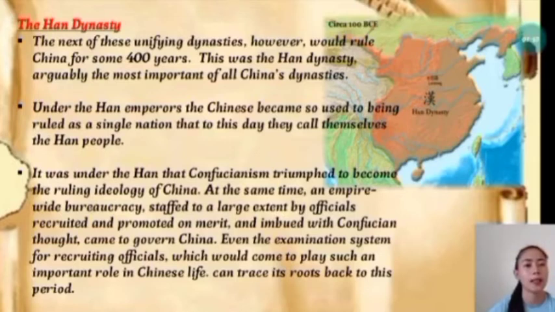It was under the Han that Confucianism triumphed to become the ruling ideology of China. At the same time, an inspired bureaucracy, staffed to a large extent by officials recruited and promoted on merit, and imbued with Confucian thought, came to govern China. Even the examination system for recruiting officials, which would come to play such an important role in Chinese life, can trace its roots back to this period.